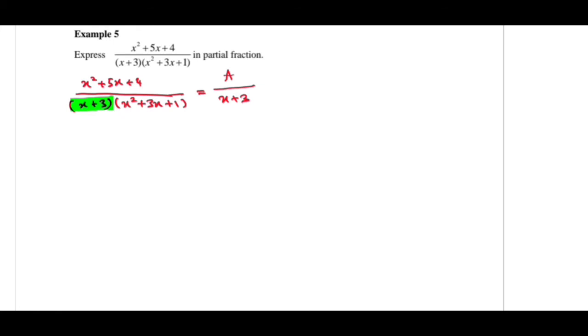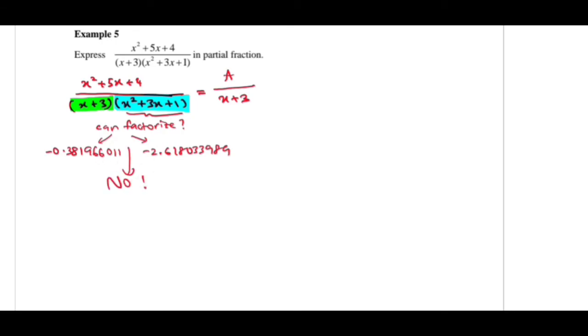The next denominator is x squared plus 3x plus 1. It is quadratic, but can you factorize it? When you press your calculator, you find these two answers. They are very long, so this means that we cannot factorize this quadratic. Remember what we have to do when we can't factorize the quadratic term? You just have to write it as the denominator, and then what will be your numerator? It's 1 degree less. So if it's quadratic as your denominator, the numerator must be linear. Write the general term of a linear expression.